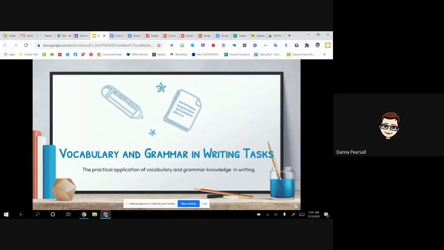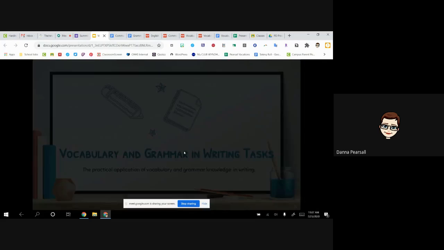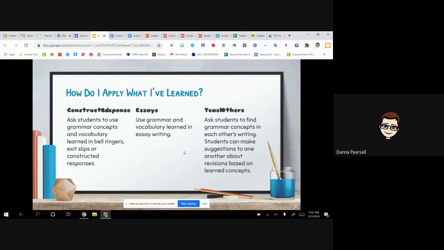Integrate this grammar and vocab in writing tasks that they do every day, whether it be an exit slip, an entrance slip, a journal, the answer to a question, whatever it is. So, practical applications of these. First, we have constructed responses. Every subject, every class, every teacher uses constructed response, just because that's our life of standardized testing, right? We just can't get away from it.